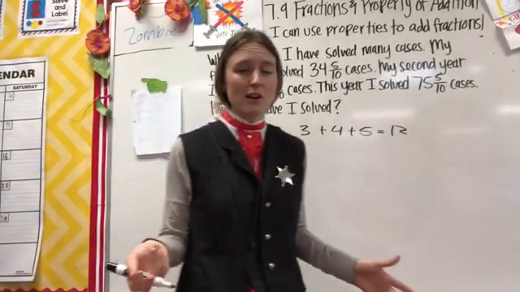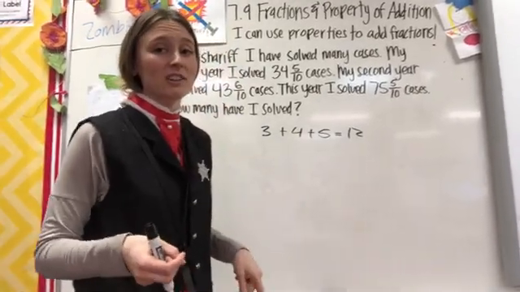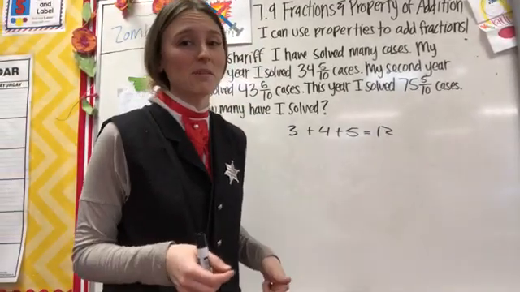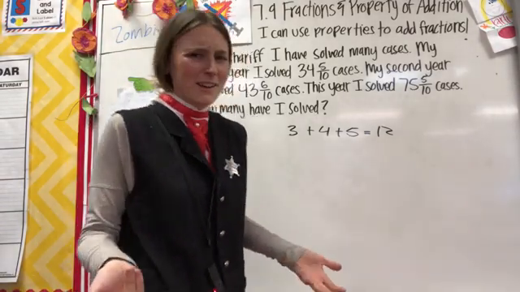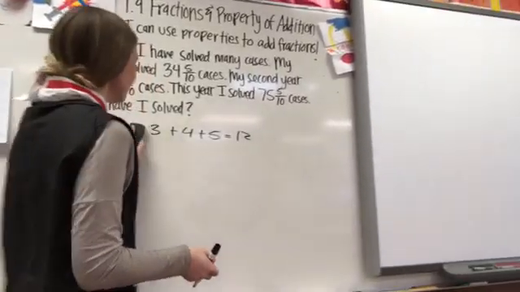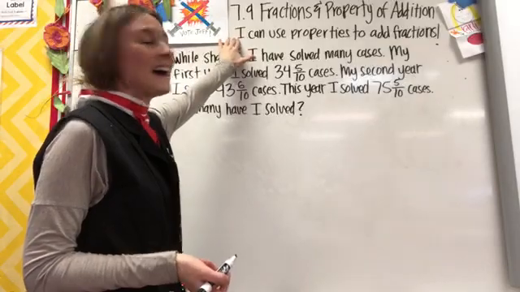So today I'm going to show you how the associative trick can really help us when we're adding fractions. It can save you a lot of time and energy, because you need all that time and energy to fight the bad guys. I know. All right, let's look at it. So our I can today is: I can use properties to add fractions.